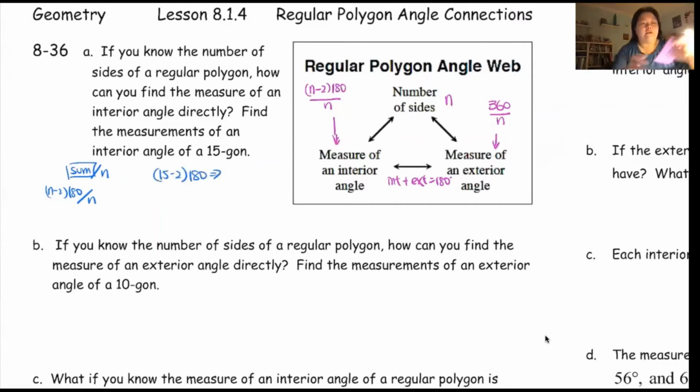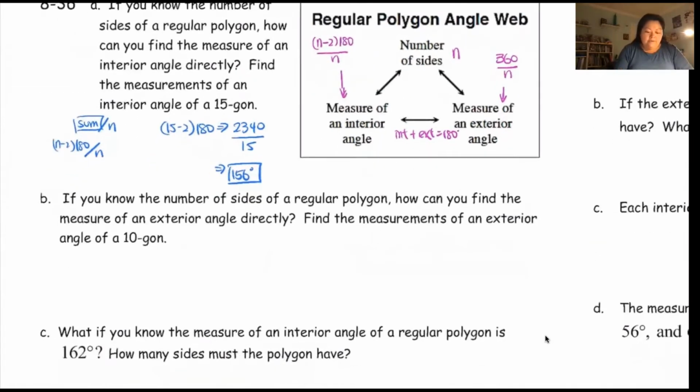My handy dandy calculator, right? So 15 minus 2 is 13 times 180, and that gives me 2,340. And now you divide by 15 because there's 15 angles, and you will get each interior angle to measure 156 degrees. Okay. All right, so you could break up the steps or you can do it all at once, but I like to break it up because then I remember to find the sum first and divide by the number of angles and sides, okay?